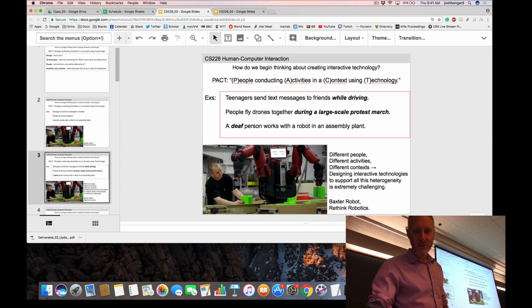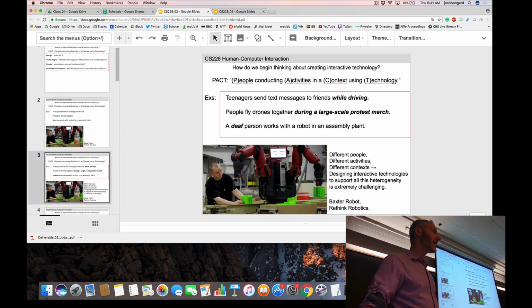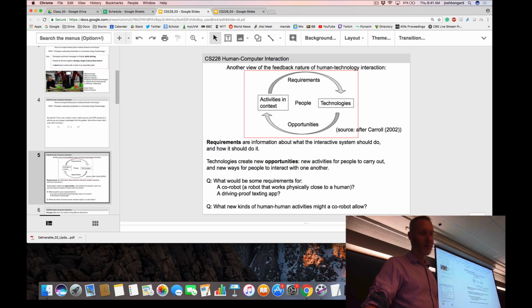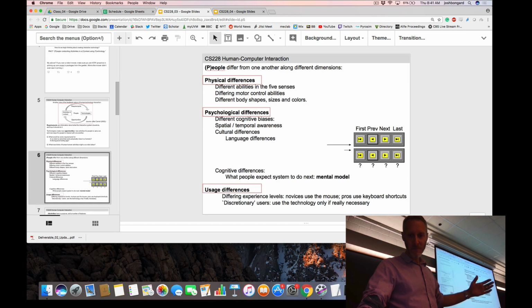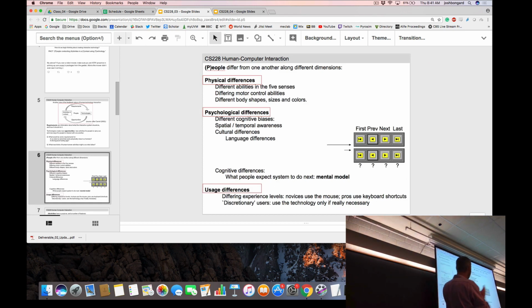Okay. So it sounds like kind of an obvious thing to do, but often the hardest part is the context. Where and when and how exactly are people carrying out these activities that influences our thinking about this. And last time we started to unpack the P and the A and the C.